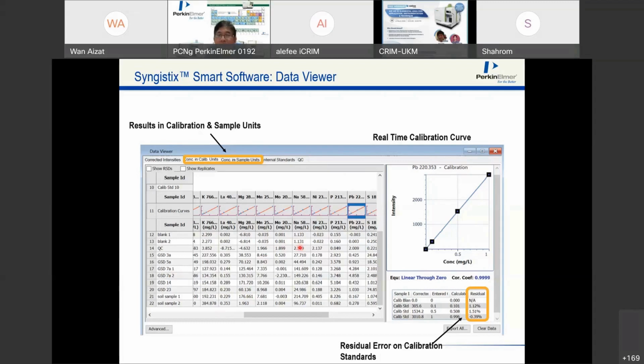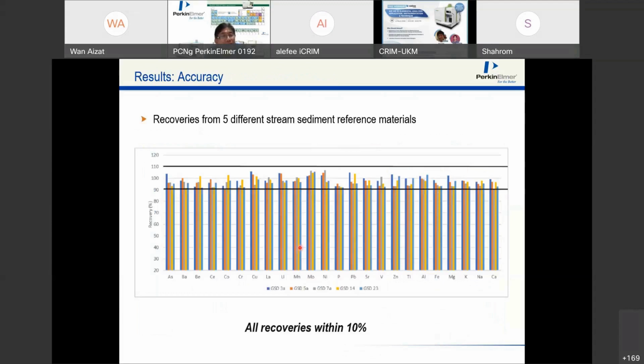The level, it will be able to monitor for you by color. So this is run on, let's say, different kinds of sediment. The recovery check is very good, I mean within 10% across all the elements for this geological sample, covering from as high as percentage level to as low as ppm level. So this is on accuracy.